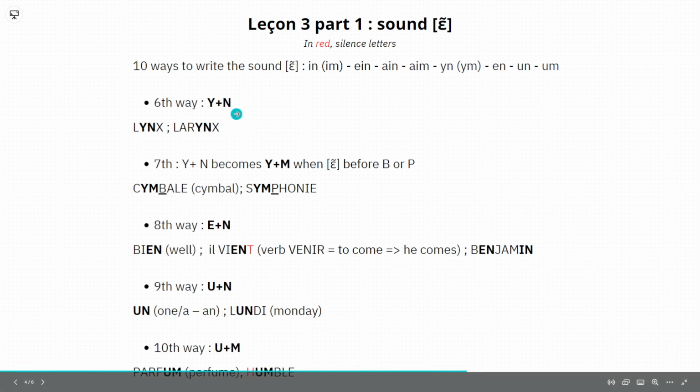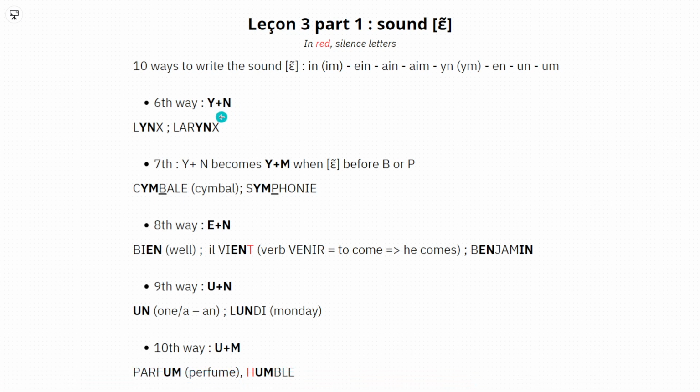Now 5 other ways to write the sound un. The sixth way is Y plus N. Lynx, larynx. Okay. Y plus N becomes Y plus M when the sound un is before B or P. Like in cymbal, there's a B here, so Y plus M. Or symphonie, symphony. Okay, there's a P here, so Y plus M, symphony.